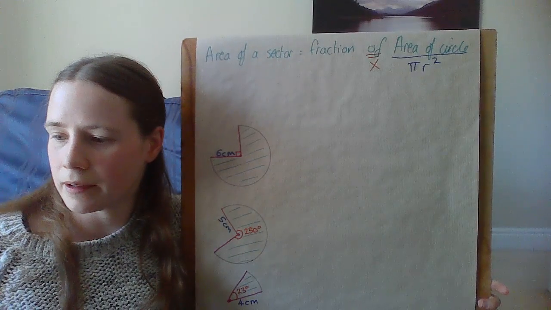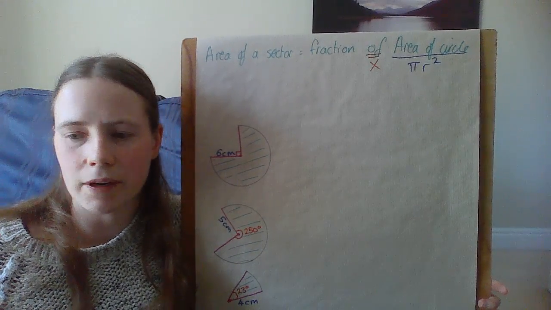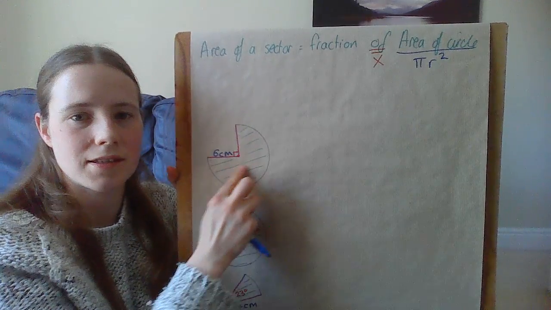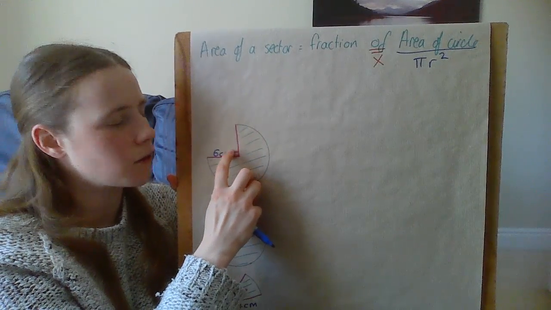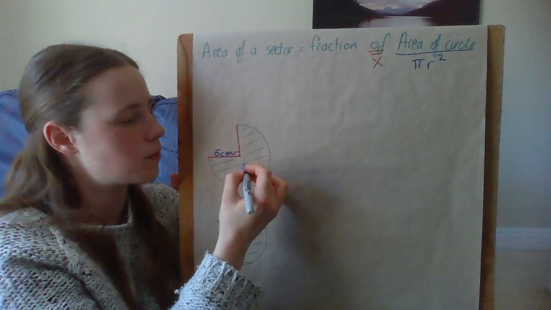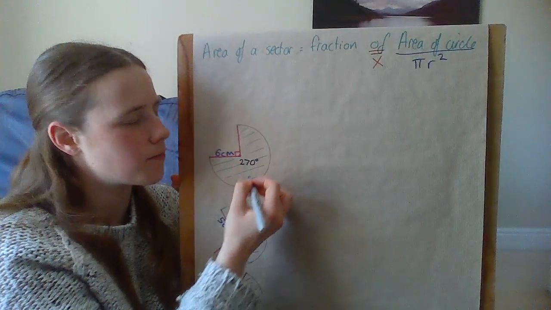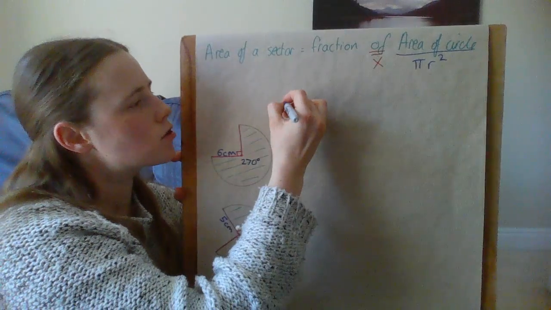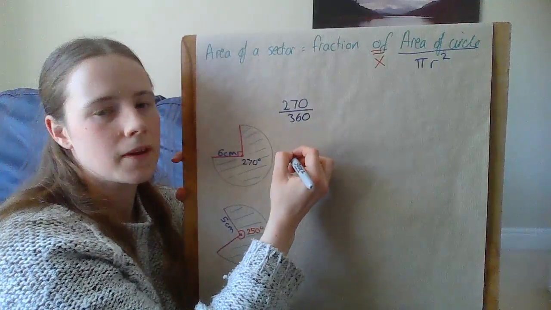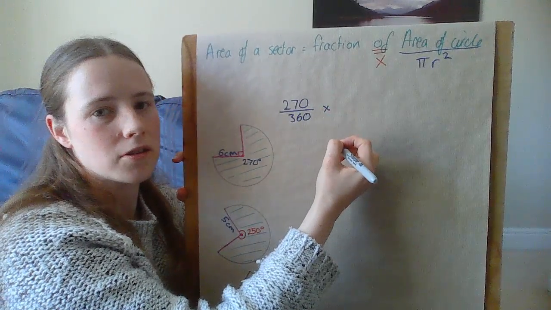Okay, so first question, we have been asked to find the area of this shaded in sector here. I've got this angle here of 90 degrees on the outside, so this bit inside has to be 270 degrees. So I'm going to do 270 over 360 times pi r squared.